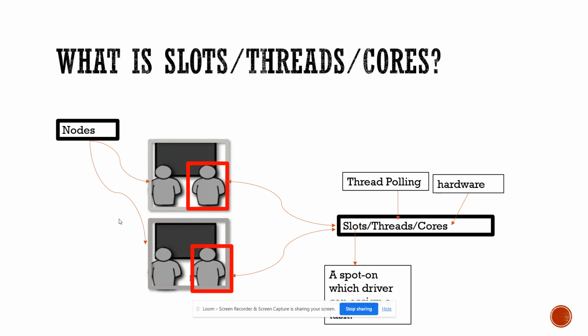Within a node, we can take an example of a classroom desk. In a desk, three students can sit. One student we can think of as a core. Core is your hardware, threads is your thread pooling, and slots is a spot where the driver can assign tasks to run the jobs. So the core is the smallest unit, like a student in our classroom.